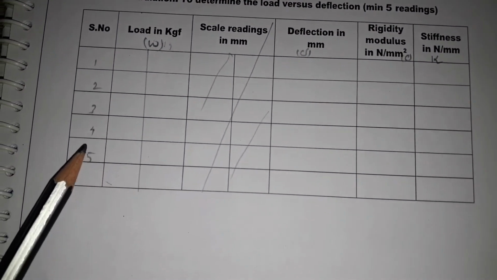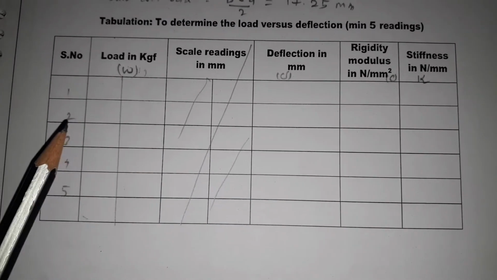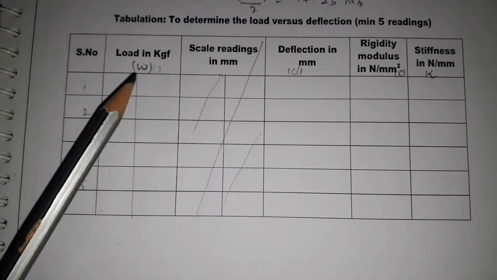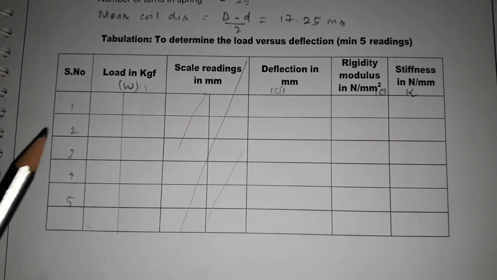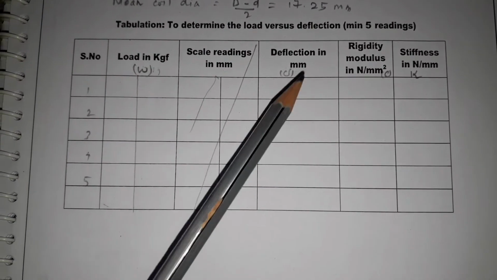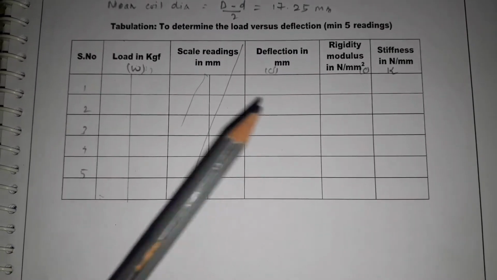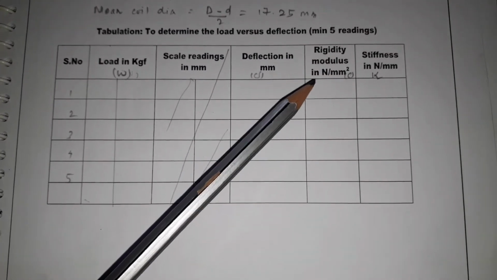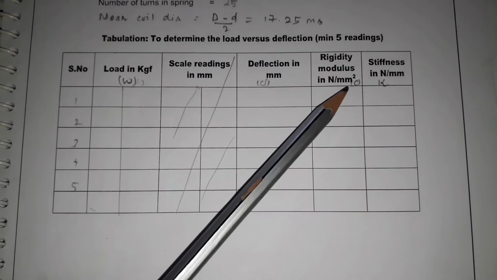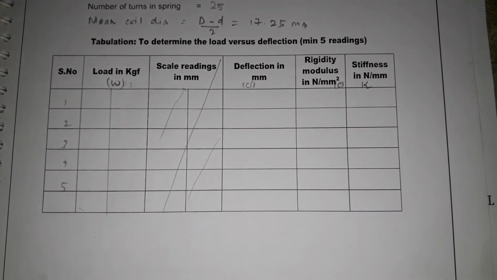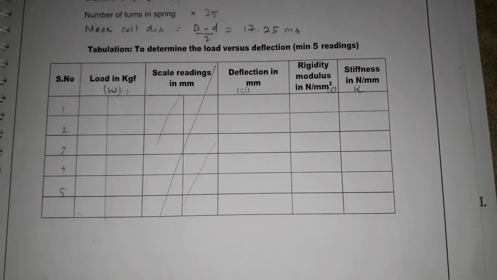We will take 5 values now. We are going to take the load in kgf, represented by W, and the deflection in mm, represented by delta. Then the modulus of rigidity in Newton per mm square, the symbol is C, and the stiffness in Newton per mm.